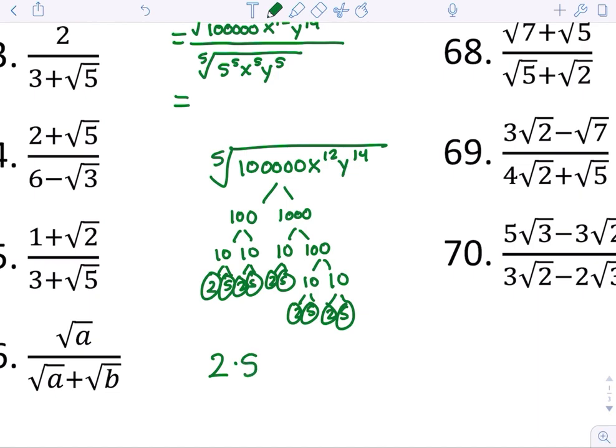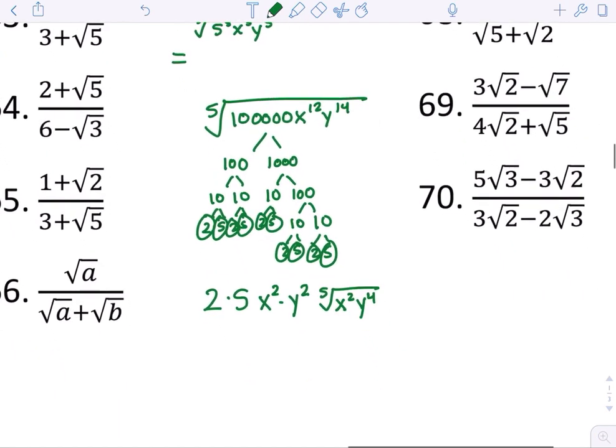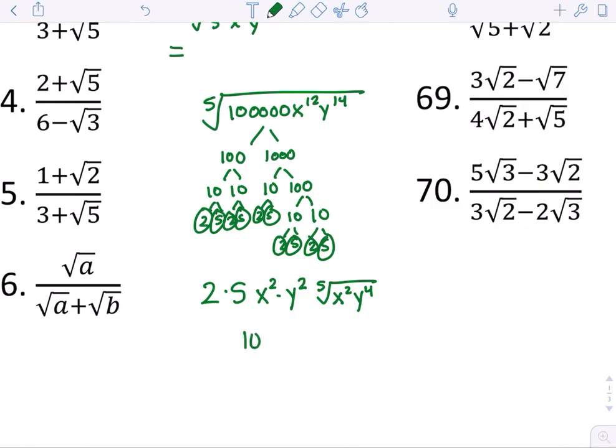Now let's just look at your exponents, right? 5 goes into 12 2 times. So you're going to get x squared outside, and the 5th root of x squared, because there are 2 leftovers. And 5 goes into 14 2 times as well. y squared, and there are going to be 4 leftovers, y to the 4th. So that means it simplifies to 10x squared, y squared, 5th root of x squared, y to the 4th.